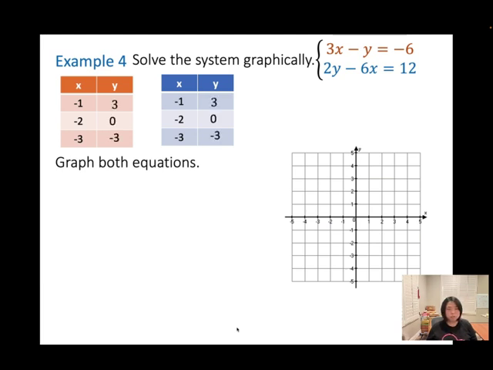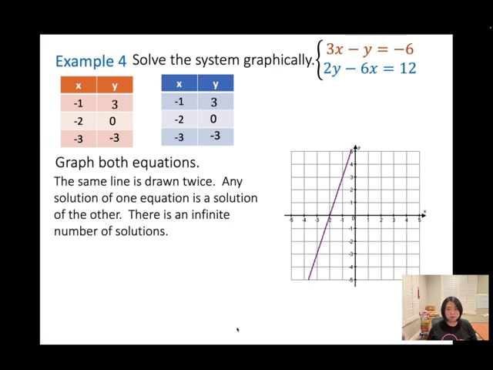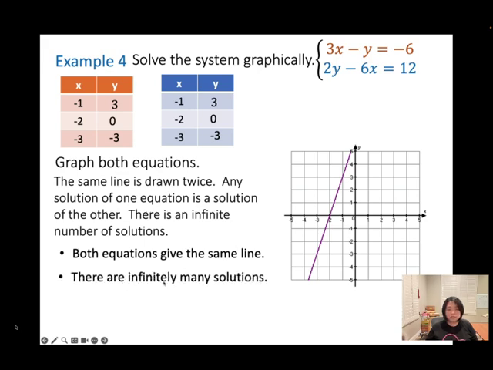Okay, check your work. You should have only one equation here. When you plug in the points, you're going to realize these two equations are identical. Both equations give the same line here, and then there are infinitely many solutions because these two lines are duplicates. You could imagine all the points on this line will be the solution. That's why we say this is infinitely many solutions.